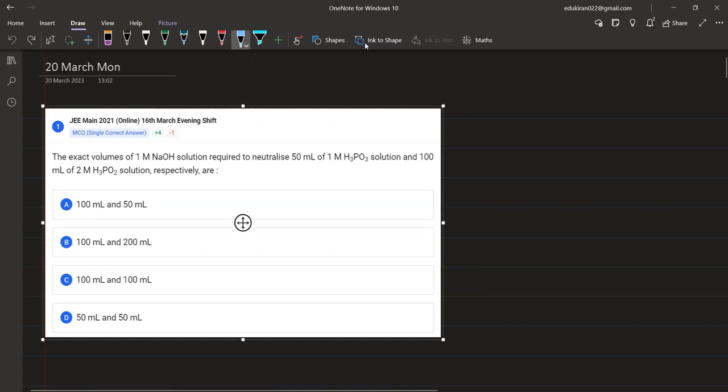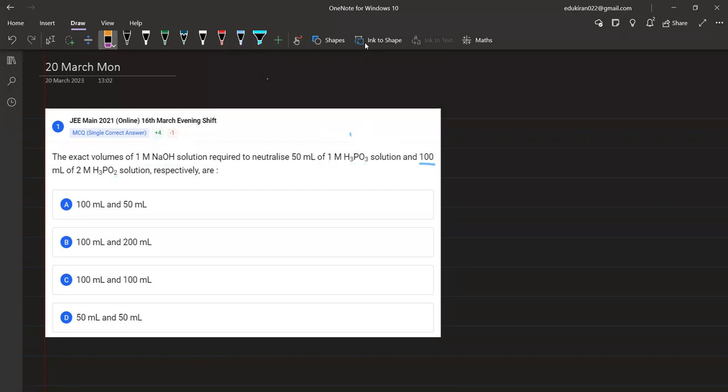The question is saying: the exact volumes of 1 molar NaOH solution required to neutralize 50 ml of 1 molar H3PO3 solution and 100 ml of 2 molar H3PO2 solutions are respectively what? So what it is asking you is to neutralize acid. H3PO3 is an acid, H3PO2 is also an acid, by using a base. They have given you the amount of acid and its molarity, and they have asked you, what is the volume of NaOH that is being required?